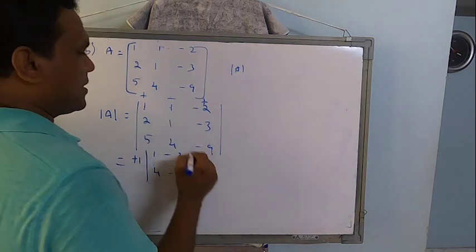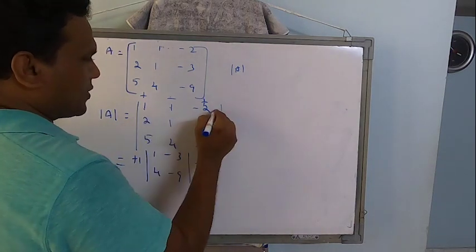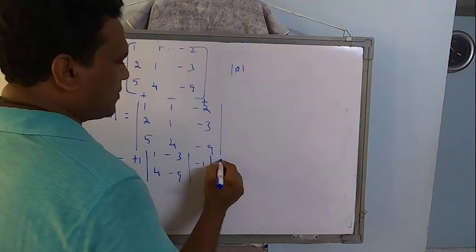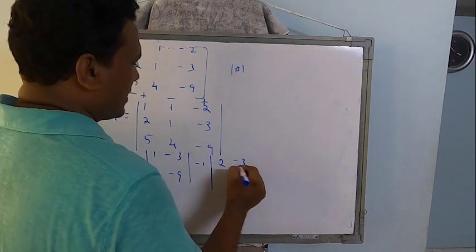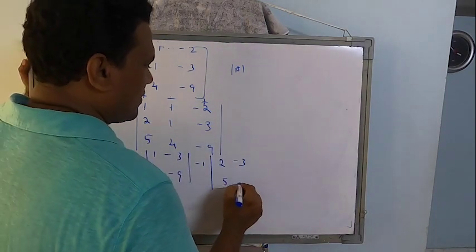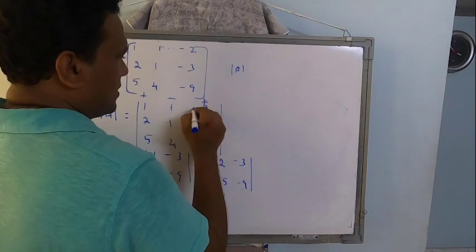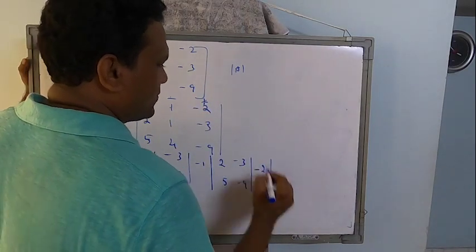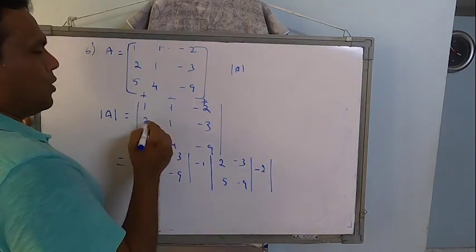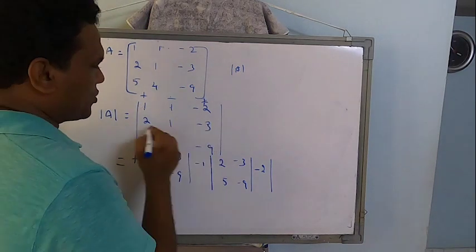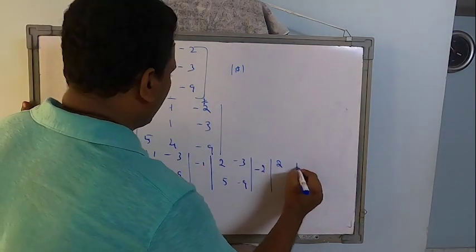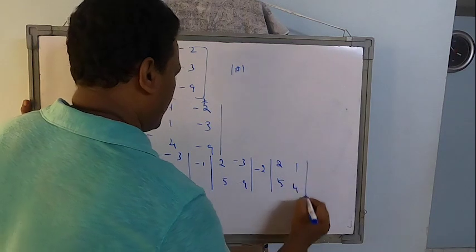Okay. So the next element is minus 1, block this first row and second column. So the remaining elements are 2 and this minus 3 and this 5 and this is minus 9. The last element is minus 2, correct. Now leaving the third column and first row, the remainings are these 4 elements 2, 1, 5, 4.